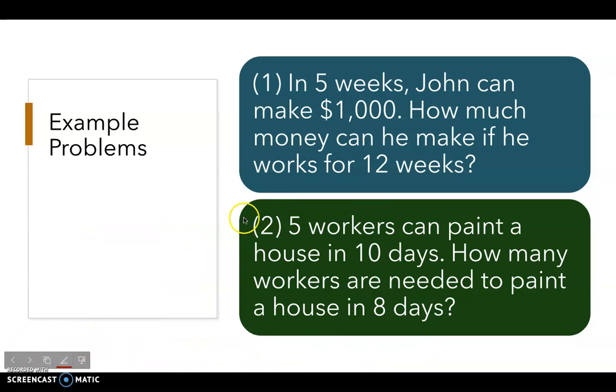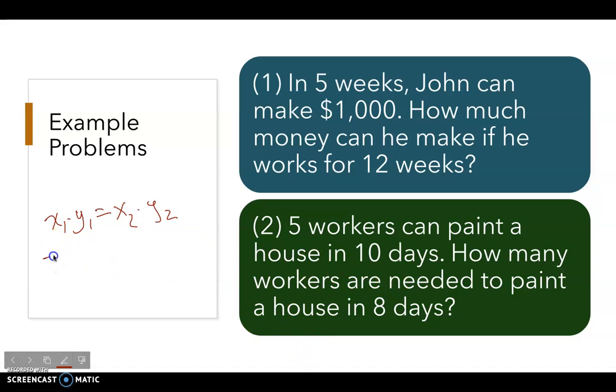Okay. Now let's take a look at the second problem. It says 5 workers can paint a house in 10 days. How many workers are needed to paint a house in 8 days? So again, let's think about this. Is this going to be an inverse proportion or a direct proportion? Well, this is going to be an inverse proportion because the more workers I have, the fewer days it takes. The fewer workers I have, the more days it takes, right? So that means we're going to be using the inverse proportion formula, which is x1 times y1 equal to x2 times y2, okay?